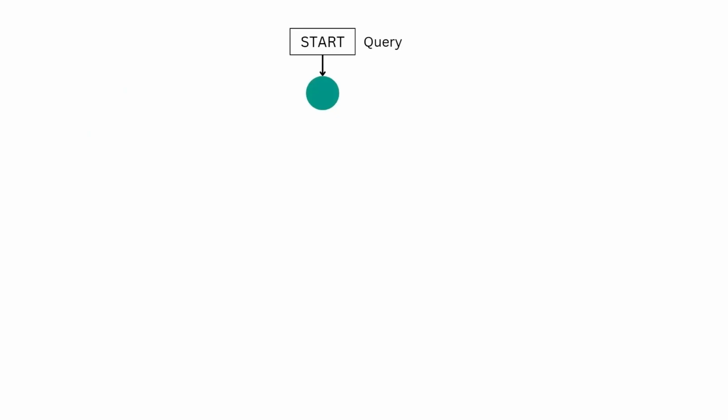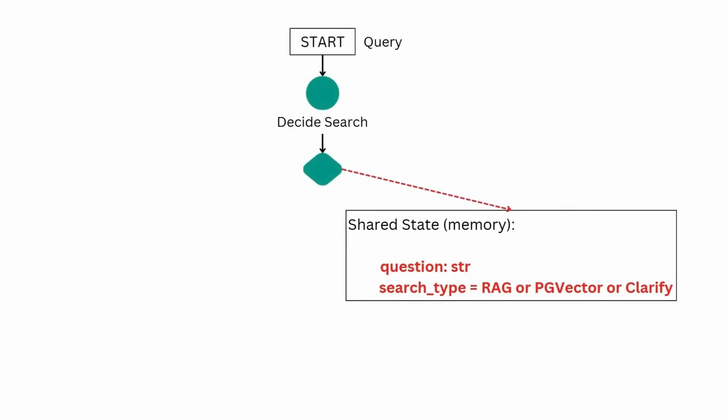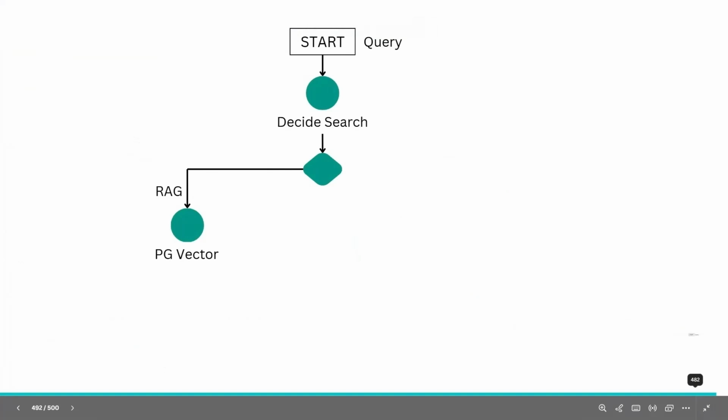Suppose a user asks a question. The graph first stores this question in the shared state so that all later nodes in the flow can access it whenever needed. Then the decide search node comes into play, reads the question from the shared state, and decides which path or flow to follow based on the user's query. It saves its output in the shared state as RAG or PGVector or clarify, so the next calling node can access it. For example, if the user asks, what is RAG?